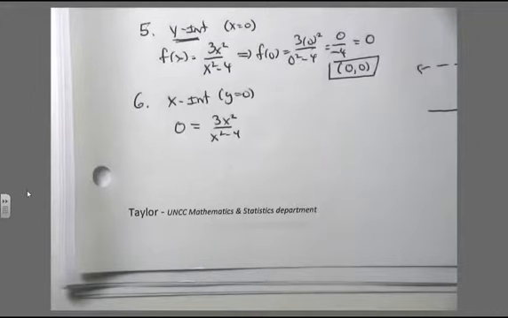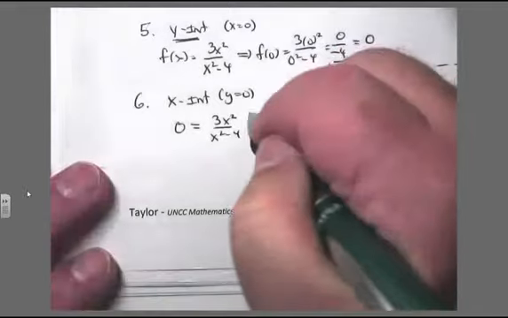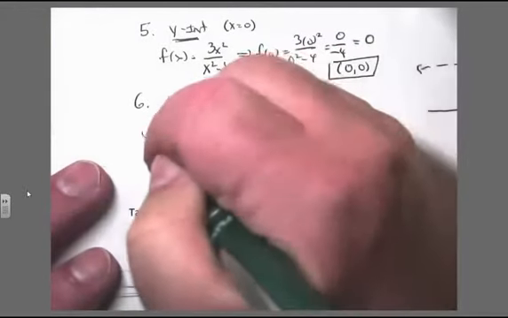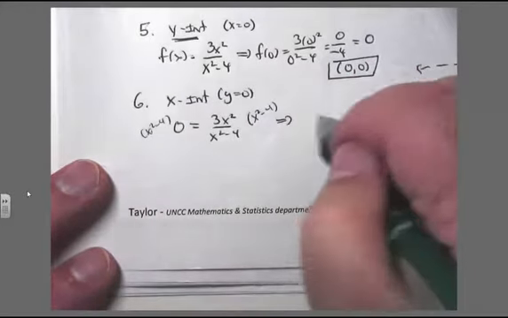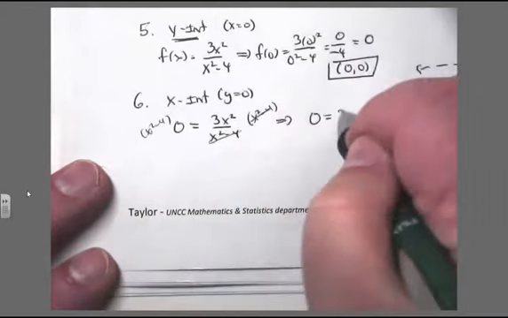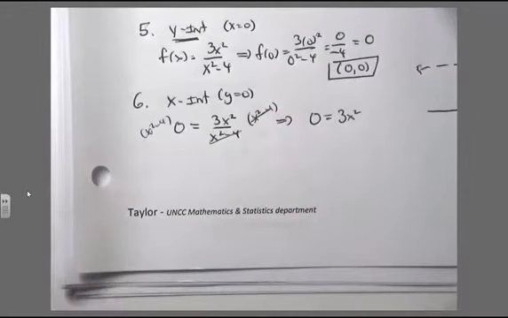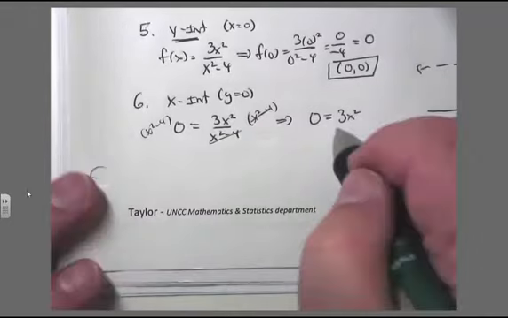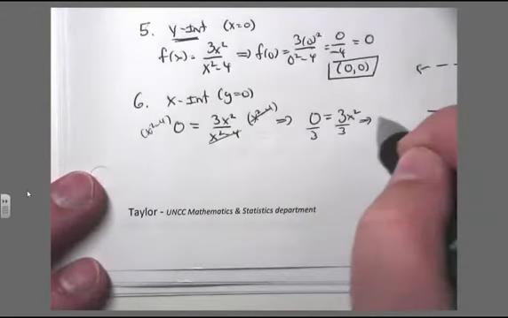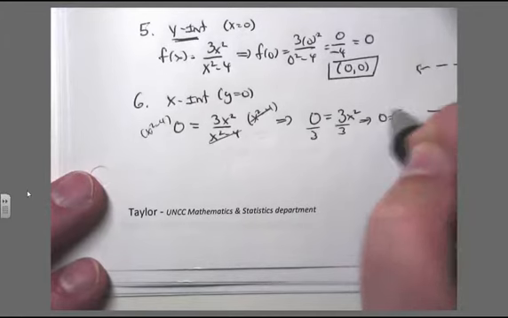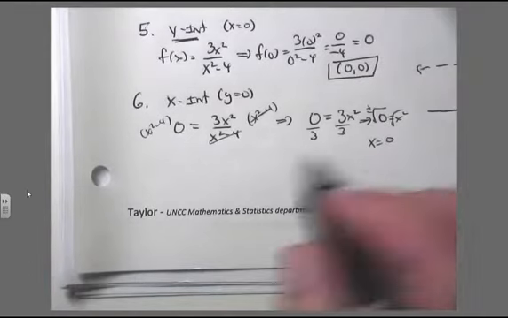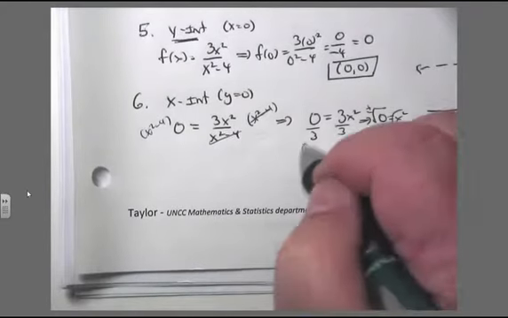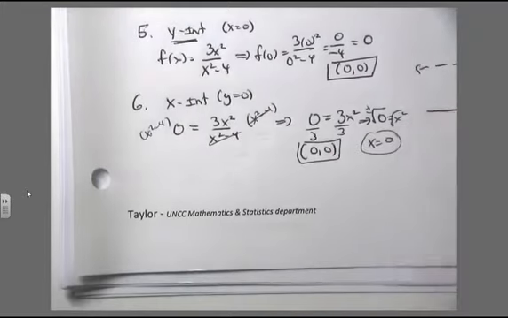So what's my first move? Multiply both sides by x squared minus 4. What's 0 times anybody? 0 equals, here it cancels, x squared minus 4 is canceled. I'm left with 3x squared. Now, solve for x. I'm going to divide by 3. That gives me 0 equals x squared. Take the square root of both sides, officially plus or minus, but who cares? What's the square root of 0? 0. So I get x equals 0, which tells me I get the same point again, (0, 0). Does that make sense?